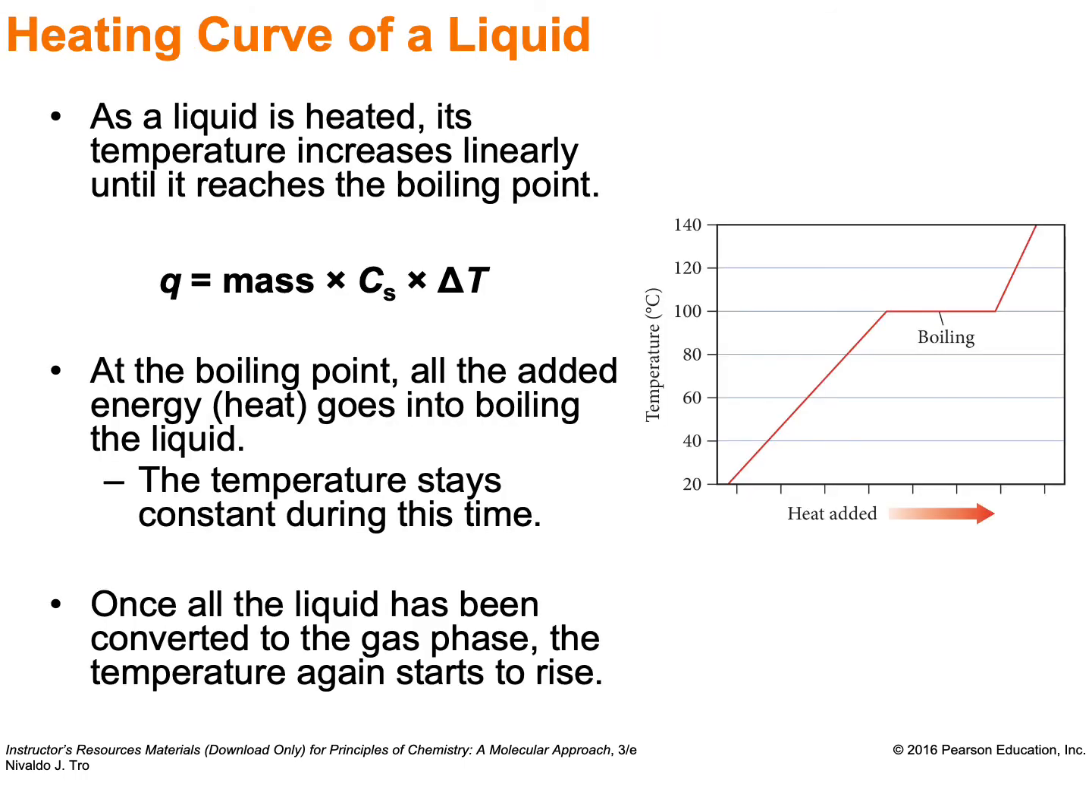The heating curve of a liquid is shown in this plot to the right. On the x-axis, you have the amount of heat added and the temperature on the y-axis. And the region follows the equation Q is equal to the mass times C sub S, which is specific heat, times the change in temperature. So at the boiling point, all the added energy goes into boiling the liquid. The temperature stays constant during this point.